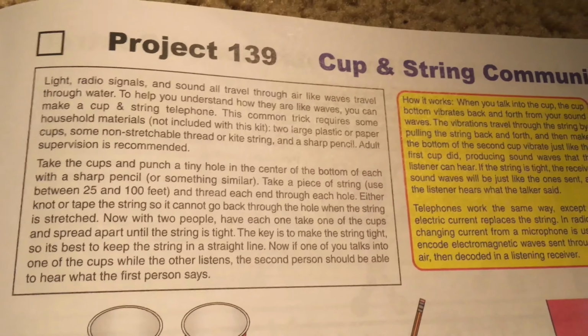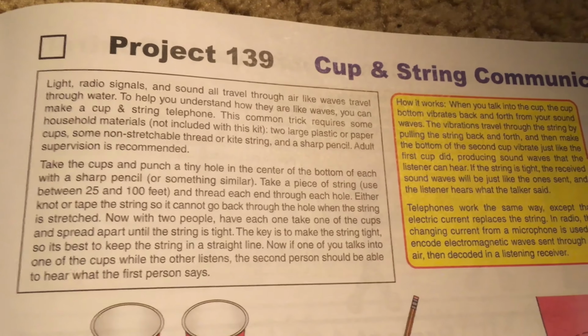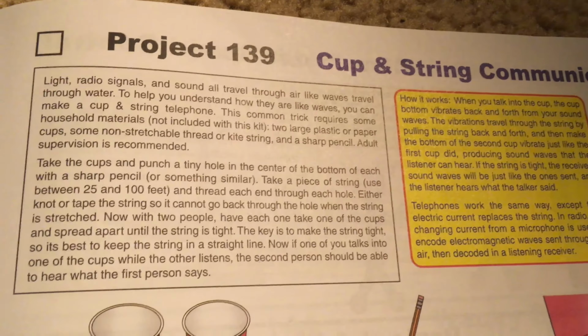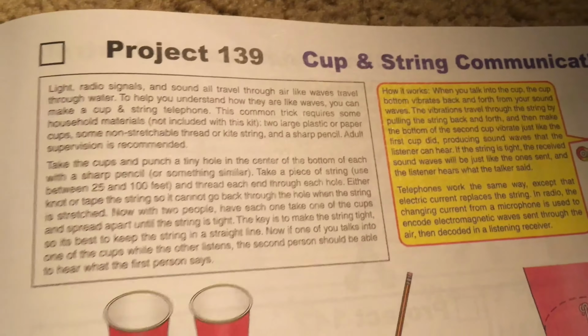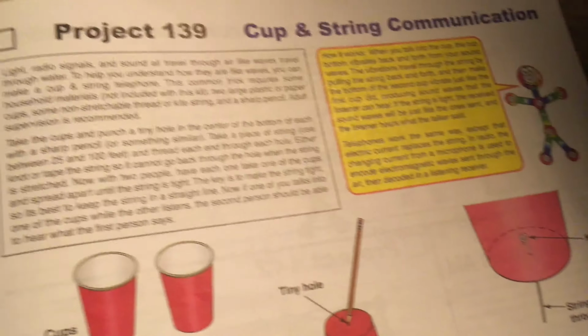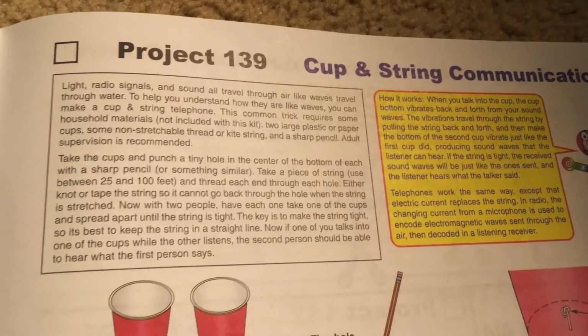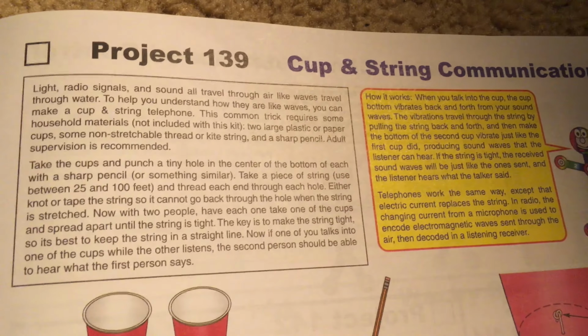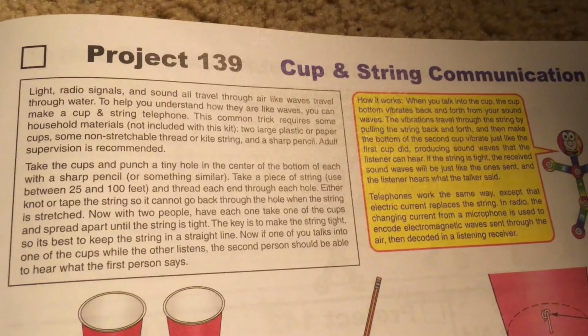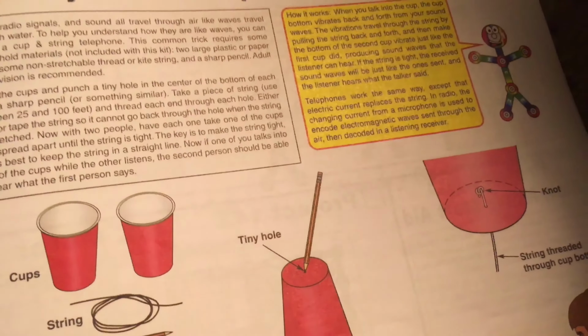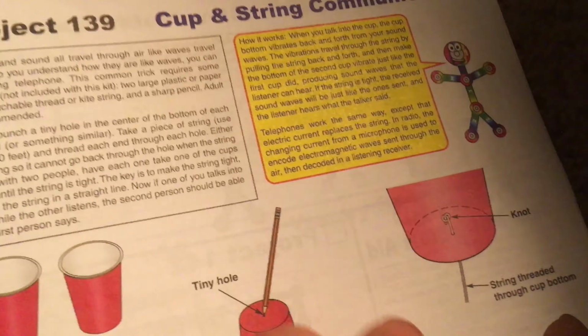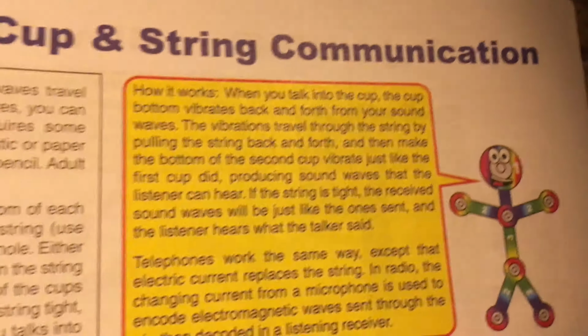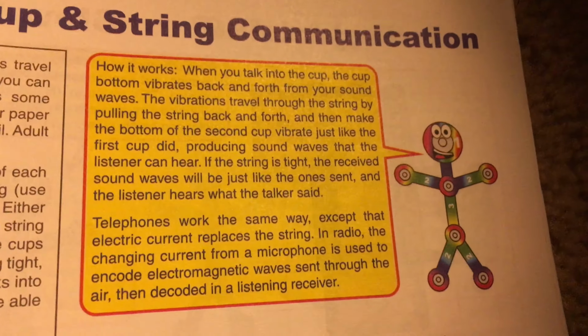And then with 2 people, have one person hold one of the cups and spread the cups apart until the string is completely tight. Once the string is in a straight line, if one of you talks into one of the cups, the other person might hear what they are saying. And then that person can talk back to the first person, and they should hear it as well. How does this work?